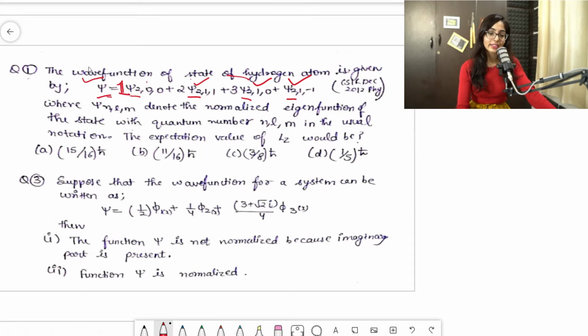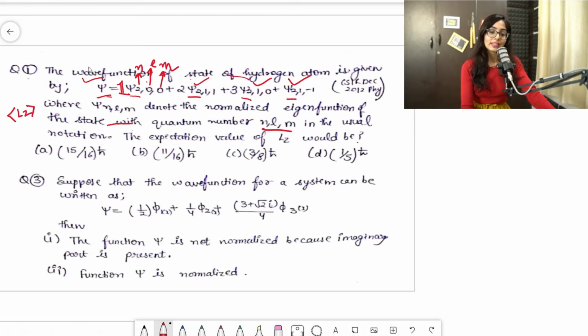So this psi NLM denotes the normalized eigenfunction of the state with quantum numbers NLM. So guys, this represents N, this represents L, and this represents M. Always remember that. Clear? And you need to find the expectation value of LZ. So you need to find this LZ, the expectation value of LZ.